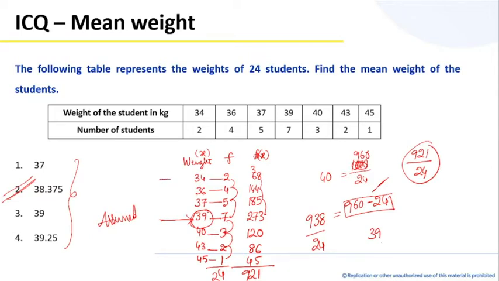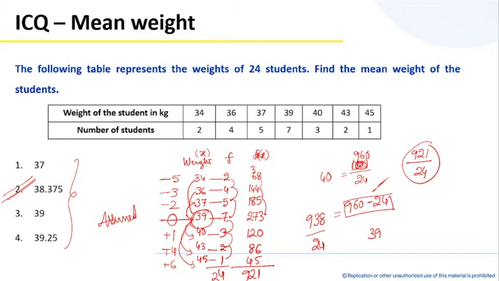Now 34 is how far away from 39? Minus 5. 36 is how far away from 39? Minus 3. 37 is how far away from 39? Minus 2. 39 and 39, 0. 39 and 40, 1. 43, of course, 39 and 43, there are 4 units away, and 45 is going to be 6 units away. Now, how many such observations?